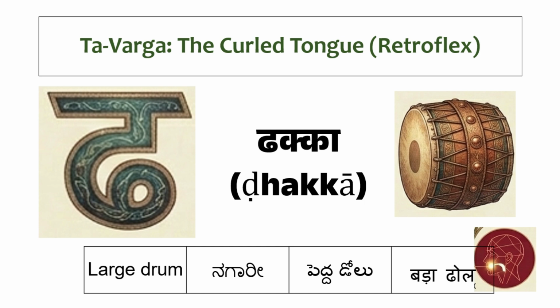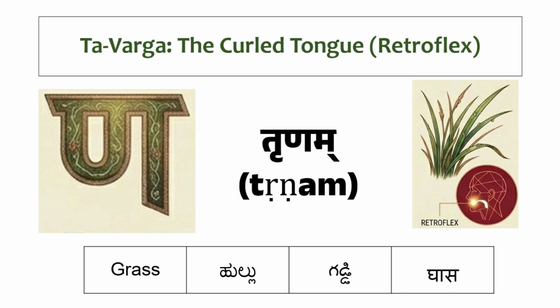Dha, dhakka, which means in English large drum. In Kannada nagari, in Telugu pedda dolu, in Hindi bada dol. Na, trunam, which means in English grass. In Kannada hullu, in Telugu gaddi, in Hindi ghas.